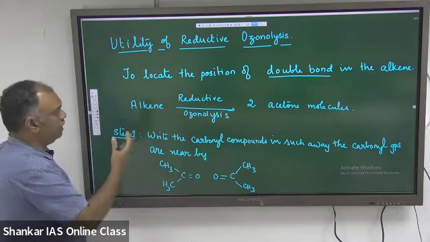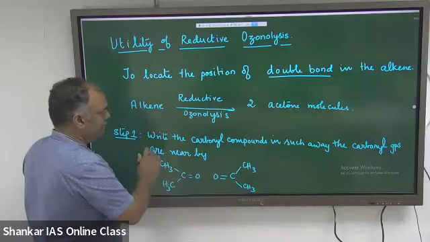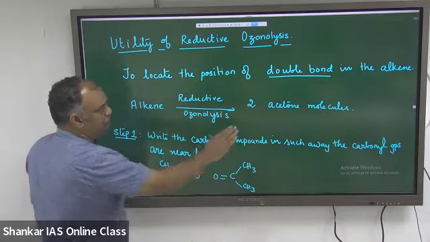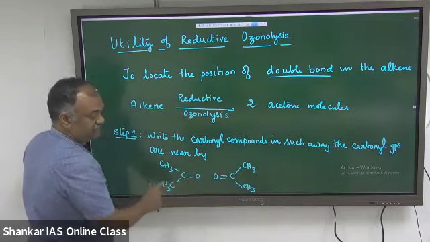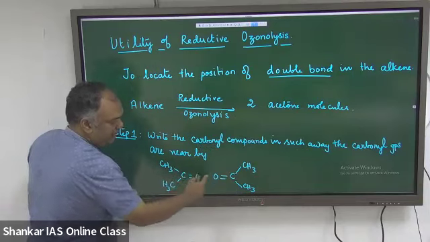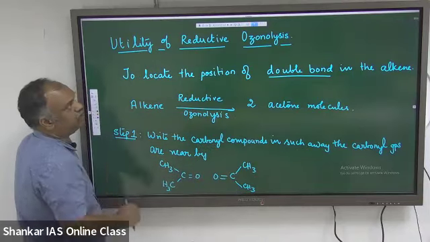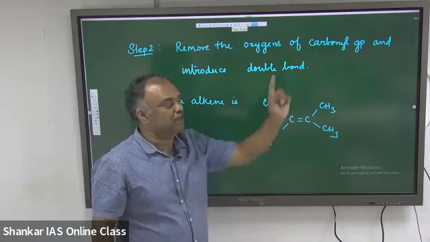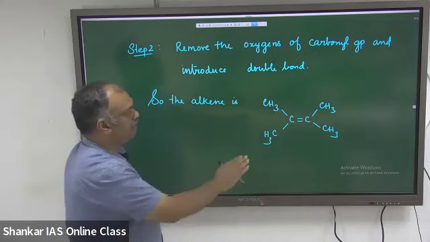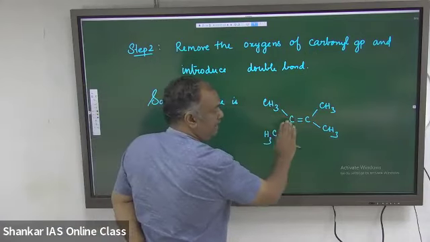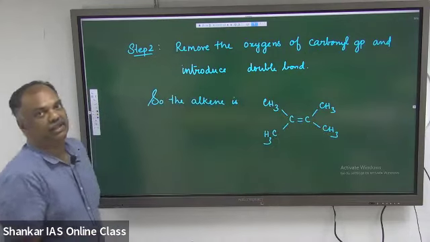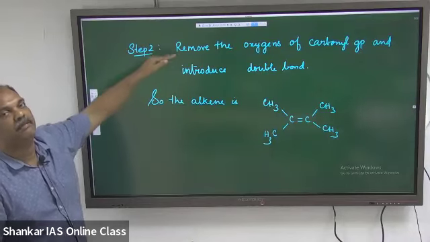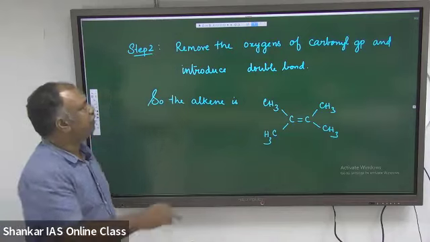You have to follow the following steps. What is the first step? Write the carbonyl compounds in such a way that the carbonyl groups are nearby. So I have written the 2 acetone molecules in such a way that the carbonyl groups are nearby. Next step, remove the oxygen of the carbonyl and introduce the double bond. So I have removed the double bond O and introduced a double bond between both carbons. So what I followed previously, the reverse steps I am following to locate the double bond.